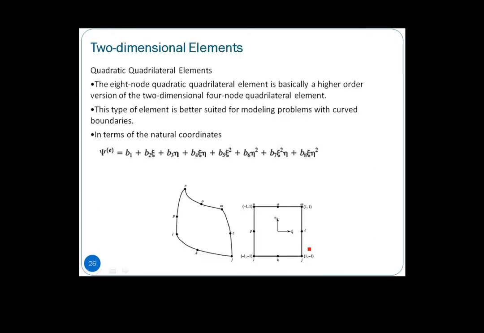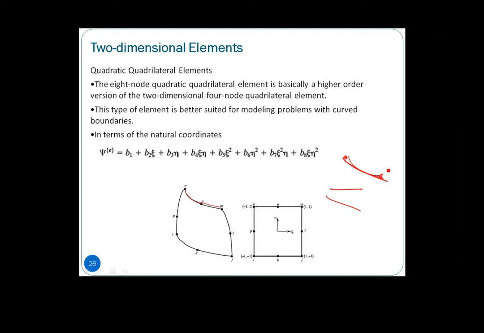Next is quadratic quadrilateral elements, so it is an eight-node element. It is basically a higher order version of the two-dimensional four-node quadrilateral element. Compared to the linear type, this quadratic one is suitable for curved boundaries, so it is not limited to just squares. It represents a problem with a curved boundary better than the linear quadrilateral element, where between two nodes you only have one line. So it has to be a straight line. Even if you have a curve like that, if you take this point and this point, it will consider it as a straight line.